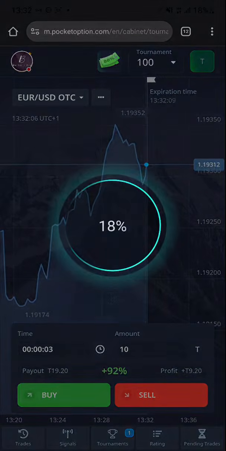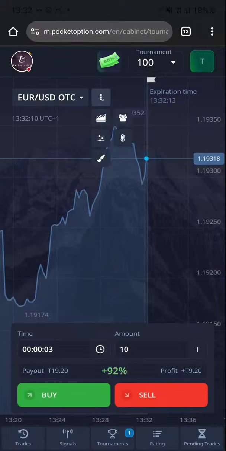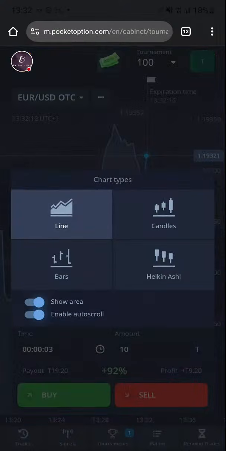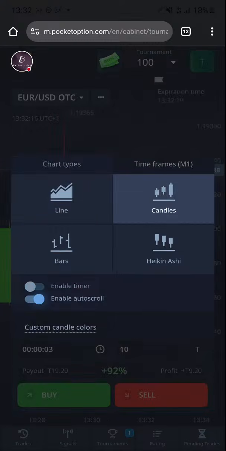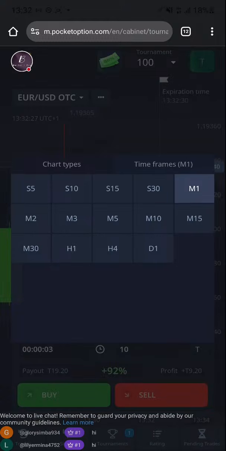Okay. So the first thing we're going to do is to click this menu and get into the chart types. The chart type we're choosing is the candlesticks, and we'll enable this timer. We'll disable the auto scroll thing. Then we'll go to the time frame and we'll choose M1. It's currently on M1 right now, so we'll leave it there.